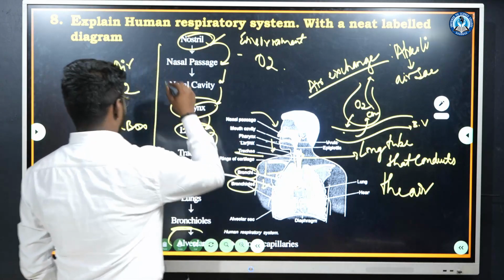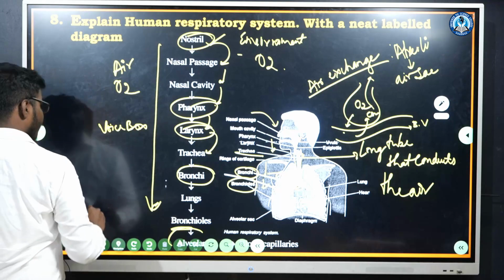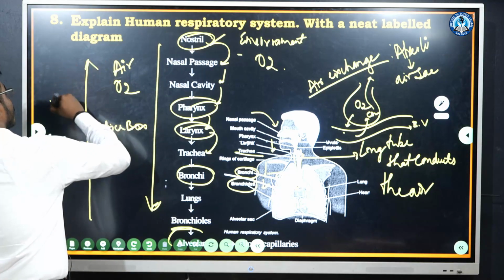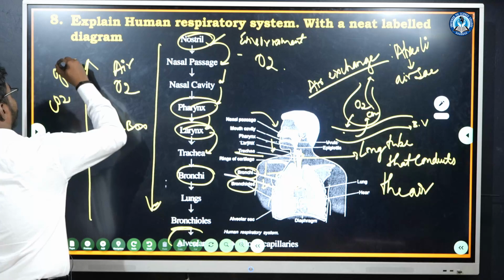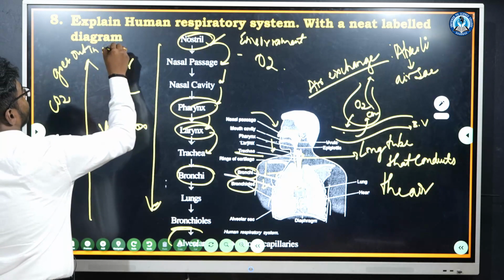So this is the way of O2. O2 travels in this way. From here, CO2 goes out. Where? In the environment.